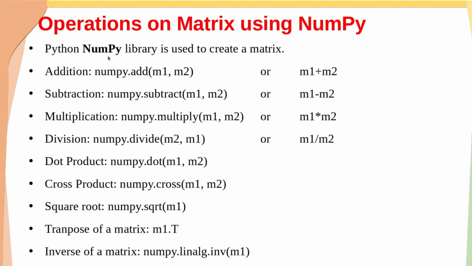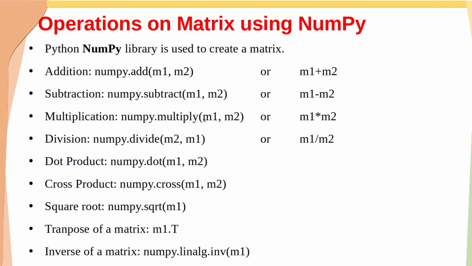We use the Python NumPy library to create a matrix, and later for addition, there is a method numpy.add which is going to add two matrices. Otherwise, you can even use m1 plus m2. Then subtraction, numpy.subtract, or else m1 minus m2. Multiplication, numpy.multiply m1 comma m2.